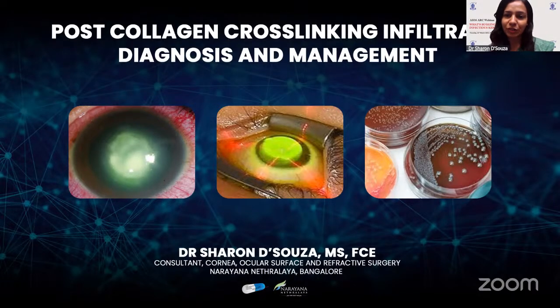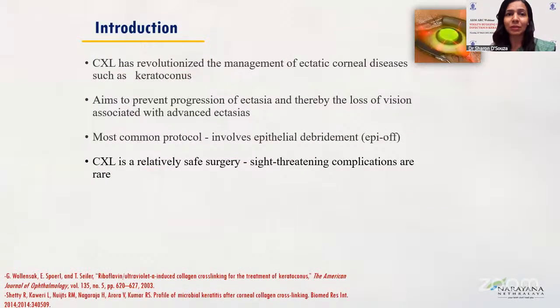So I'm going to shift gears a little. It was a brilliant set of talks till now. What we wanted is the most common scenarios that everyone is facing and how to deal with them. Collagen cross-linking has become a very, very common surgery which is performed all over the country and around the world. It has, in a sense, revolutionized the management of keratoconus and other ectatic corneal diseases. Of course, the aim is to prevent the progression of ectasia and thereby preserve vision.